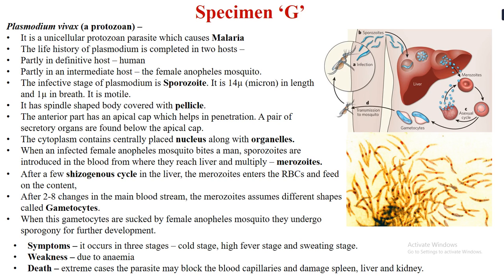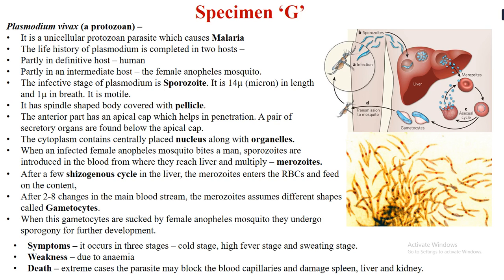These gametocytes take different shapes and remain in your blood streams. When these gametocytes are again taken up or sucked by the female Anopheles mosquito, it undergoes sporogony again, and then there is further development and the cycle goes on.